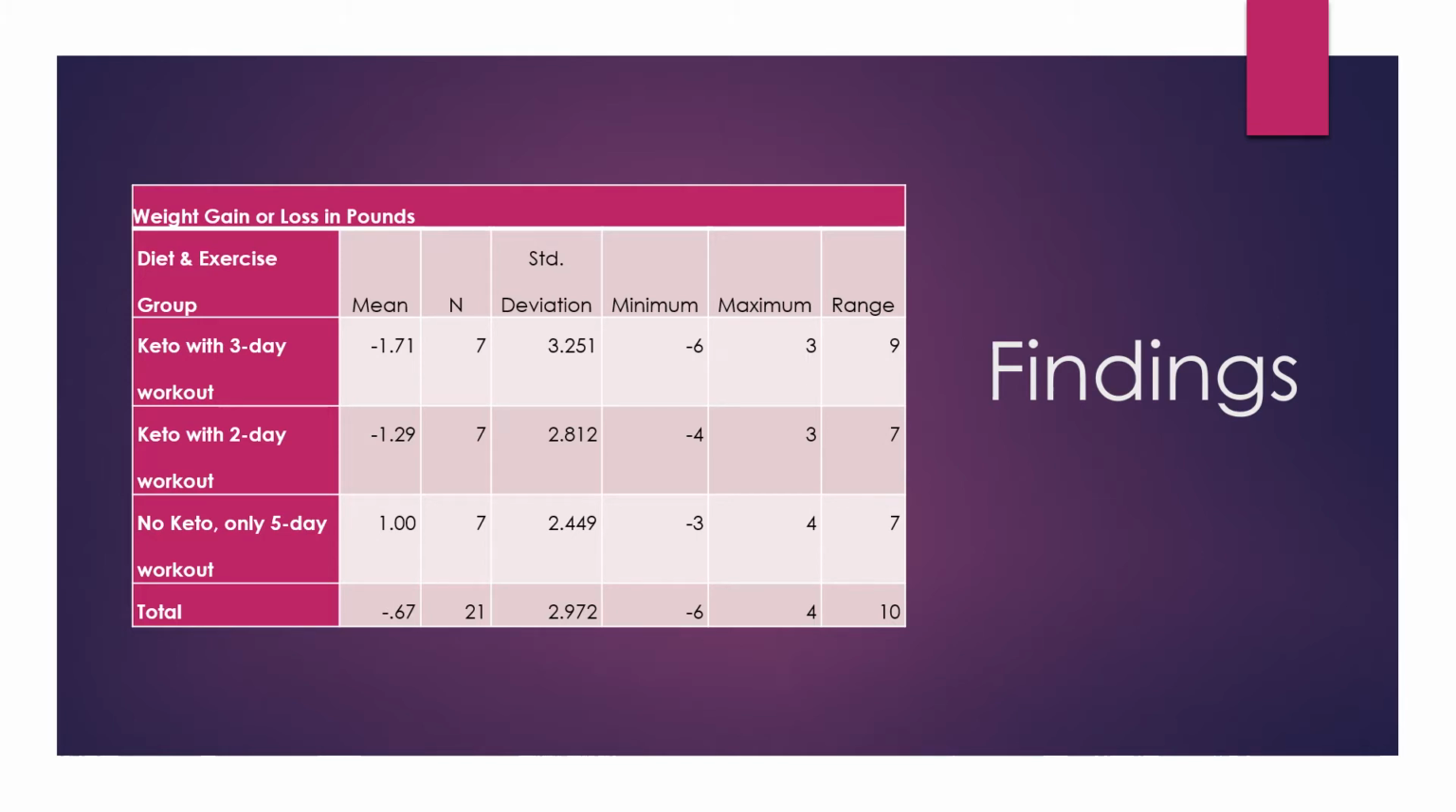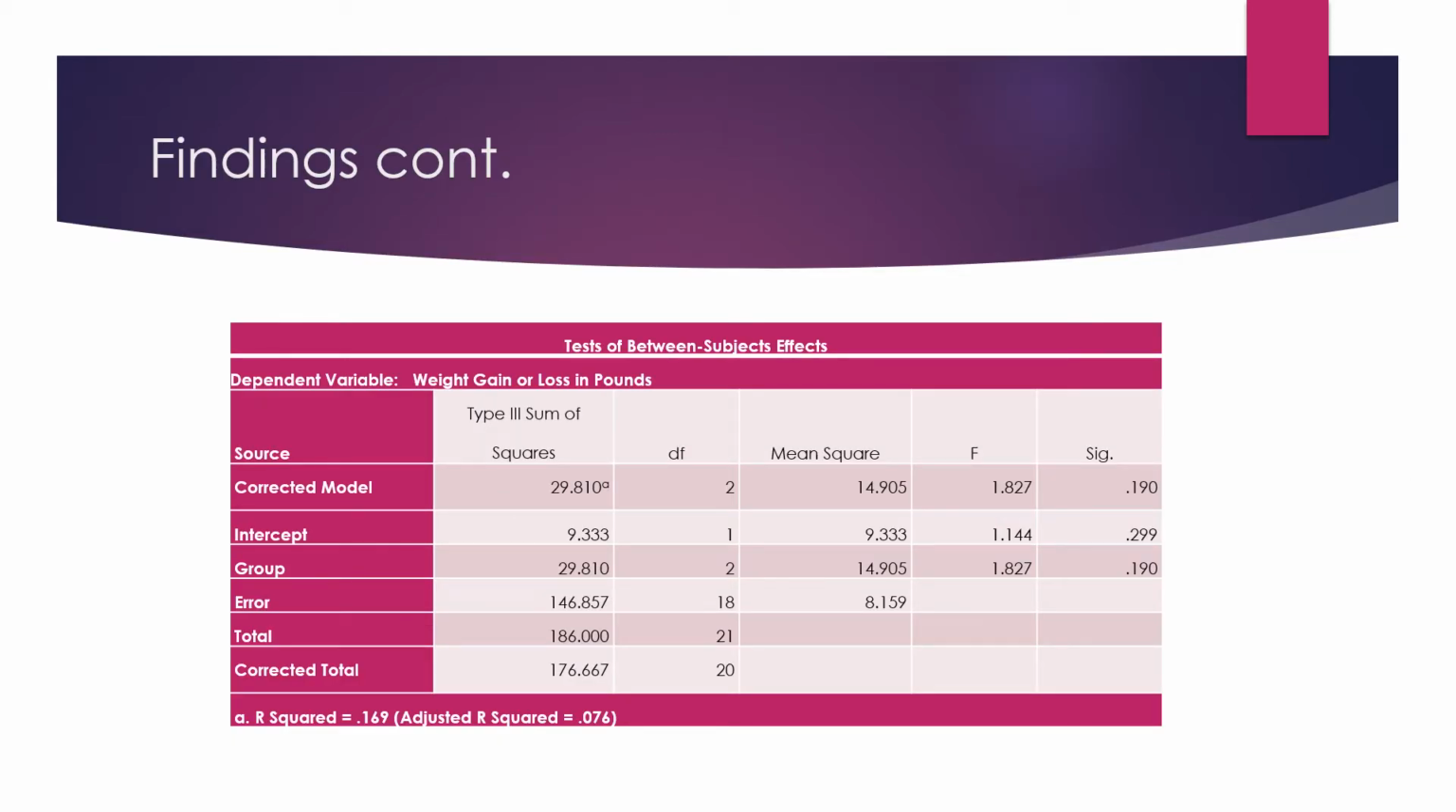In the overall, with all 3 groups, the mean was negative 0.67 with 21 participants, standard deviation of 2.972, a minimum weight loss of 6 pounds, the maximum weight gain of 4 pounds, and the range being 10. This is my ANOVA test results from the difference in weight gained or weight lost in pounds. There are some simple differences in the means of the group, but none of it did rise above the 0.05 for significance. F equals 1.827 and P equals 0.19.